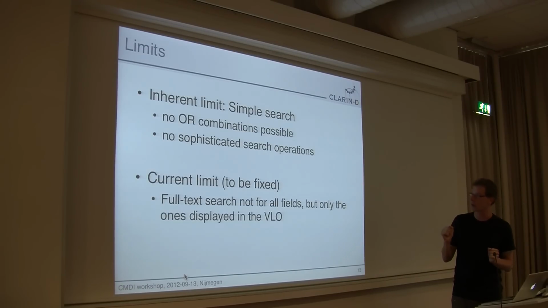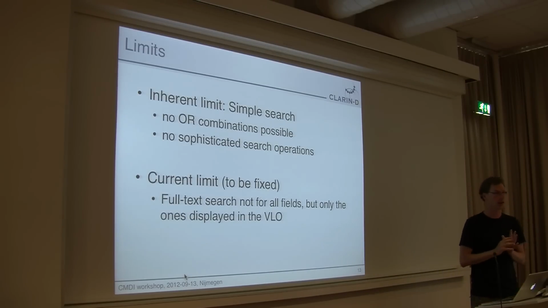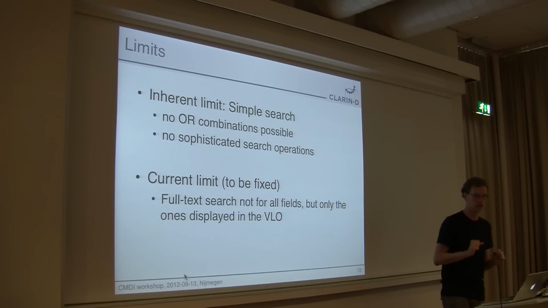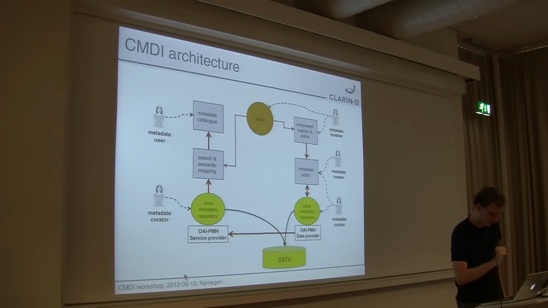There are also some other limits, but this luckily is not an inherent one. That's the full text search. It's currently not done for all fields in the CMDI records. It's only done for the main fields which you can see when you browse through them. So that's things like name, description, country, language code, etc. We are planning, nevertheless, an extension of the VLO so that it will really offer a possibility to search in all the fields of a CMDI record.